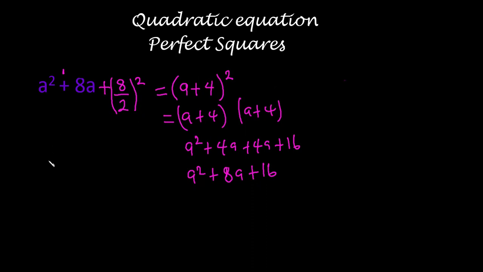Okay, now let me quickly do this. So this is what? a square plus 8a, and 8 divided by 2 is what? 4. 4 raised to the power of 2 is what? 16. So we can say this is equal to this. Now don't forget, what you need to know here is how to make this a perfect square and how to write out the square root.